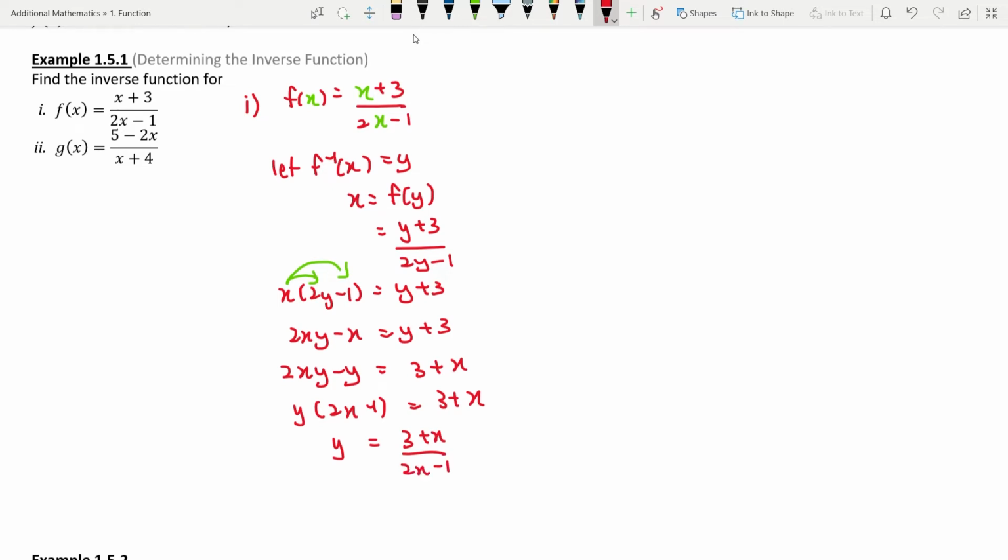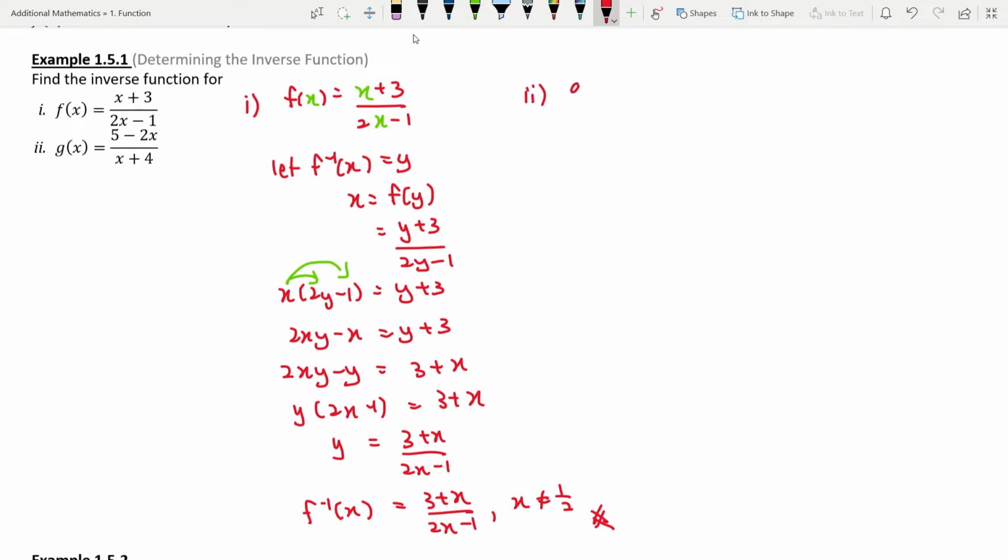And lastly, what is our y? Our y is f inverse. Substitute y equal to f inverse, we get f inverse of x equal to 3 plus x over 2x minus 1. And our x cannot be 1 over 2.